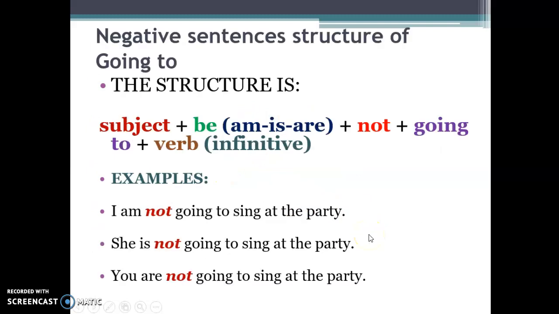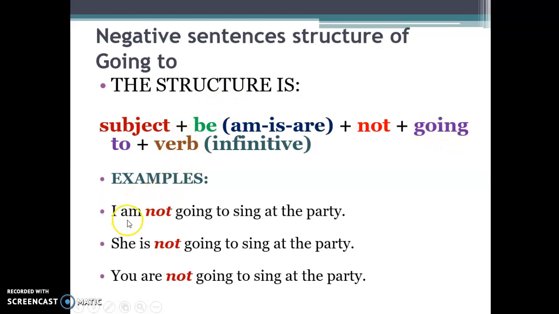Now, to write negative sentence, we use the following structure. We have to write the particle not after the verb to be, like this. Subject plus verb be, that can be am, is, are, remember, plus particle not, plus going to, plus the verb.